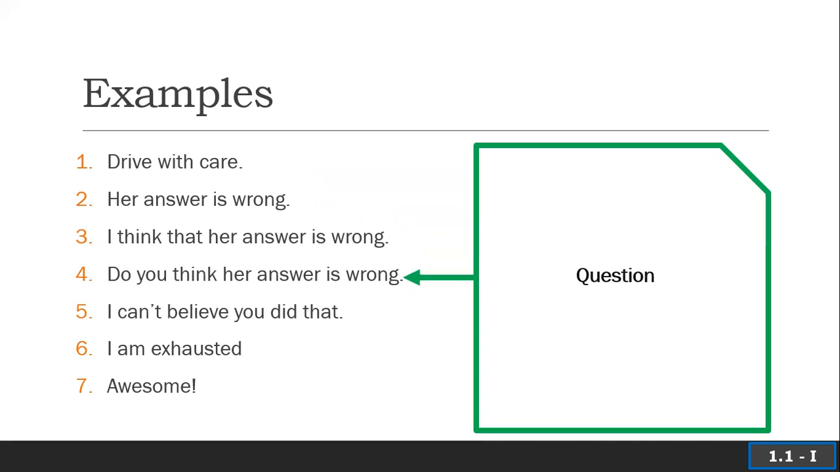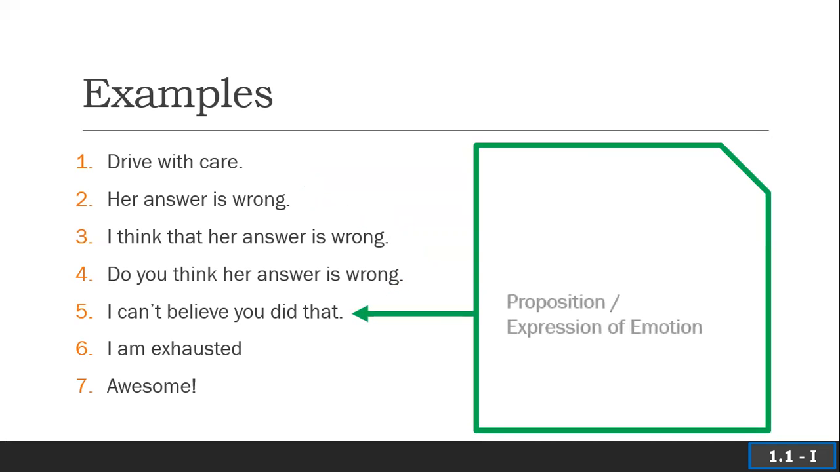I can't believe you did that. Here's where it gets interesting. This one is technically a proposition, right? A person either can or can't believe that something was done. However, it's typically an expression of emotion, right? It's typically shock, or you're trying to convey disbelief. Not that you are actually incapable. You're not literally incapable of believing it. And this starts to show where English is going to have some weaknesses.